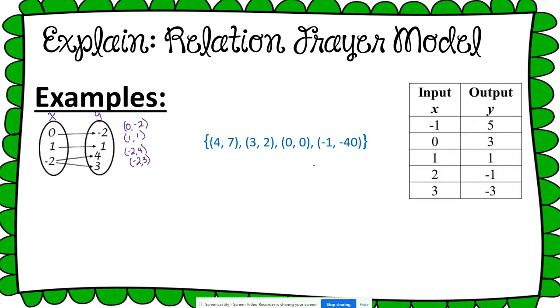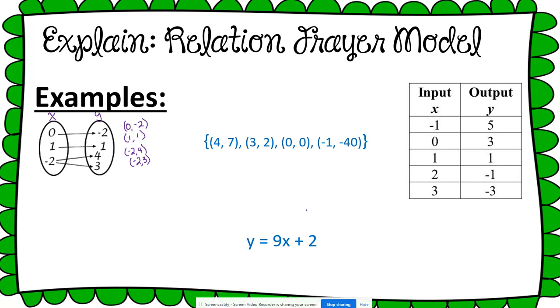We also have input and output tables, which are usually just called XY tables, and a lot of times they don't have the words input and output with them, but you could take these, with if X is -1 and Y is 5, again, you could write that as an ordered pair.